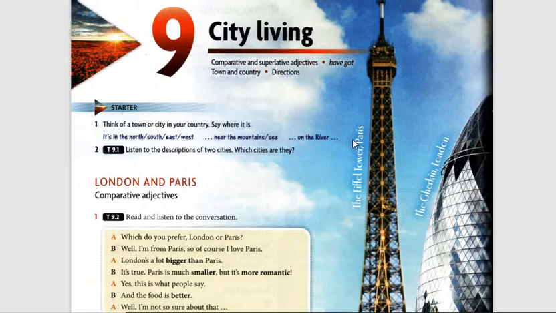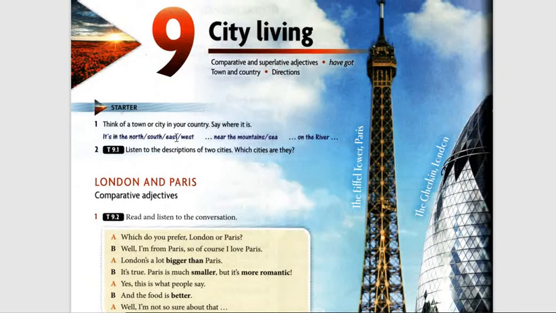And in this unit we'll discuss the use of comparative and superlative adjectives, the use of have got, town and country, and the directions and how to show the way to something. So let's start with the first topic, which is the comparative and superlative adjectives.